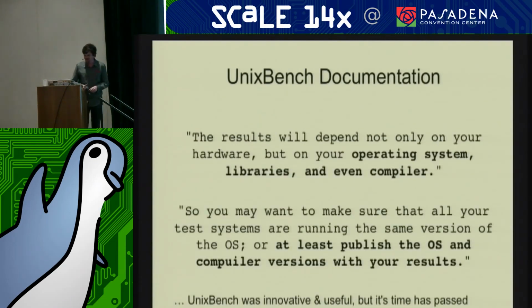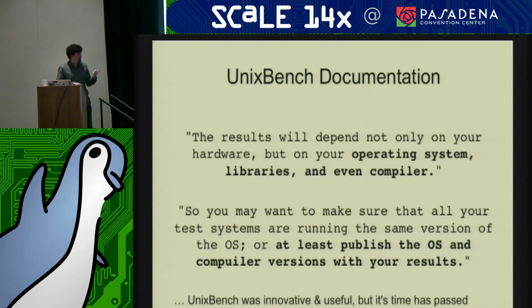The Unix Bench documentation says the results depend on not only your hardware, but your operating system, libraries, and even compiler. And it says if you want to publish any results, you should put your compiler versions with your results. So it's interesting that the documentation told you all along this is going to include the compiler and how you're doing it. Except it's rare that you see someone publish the compiler settings with the Unix Bench result. And people compile it up on different systems. It's really problematic to try and compare those numbers.